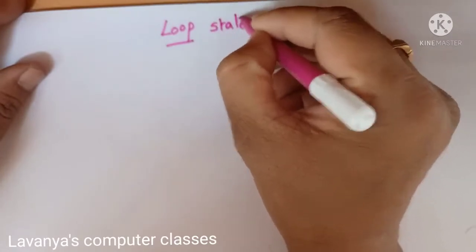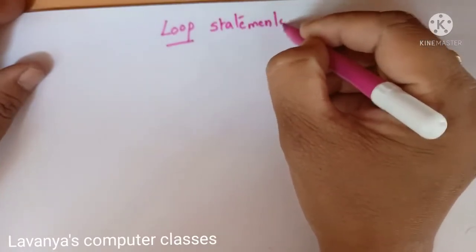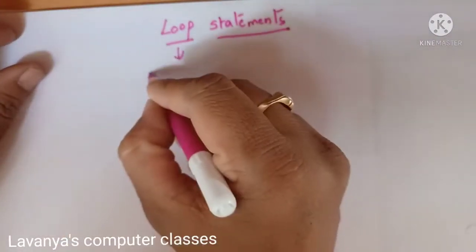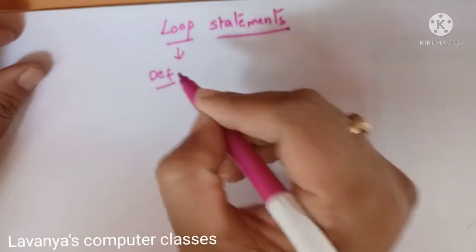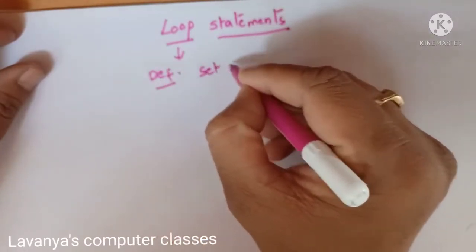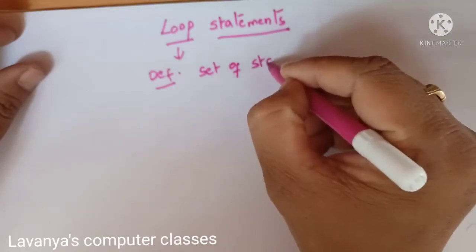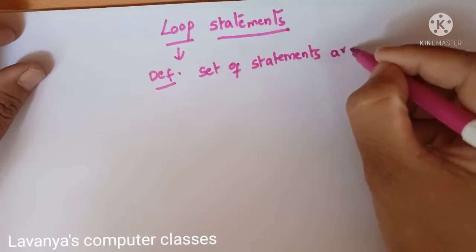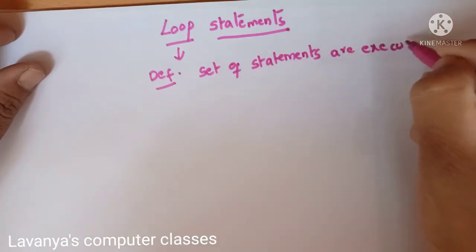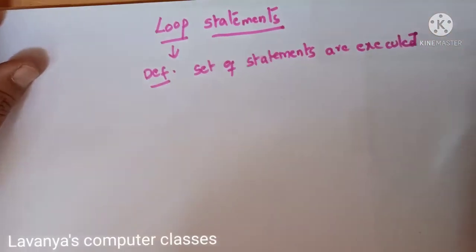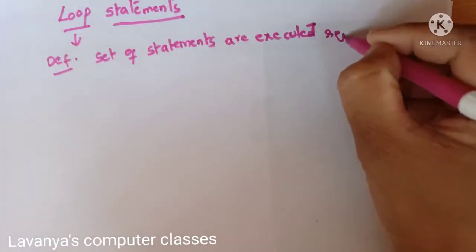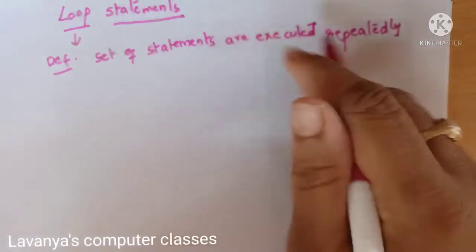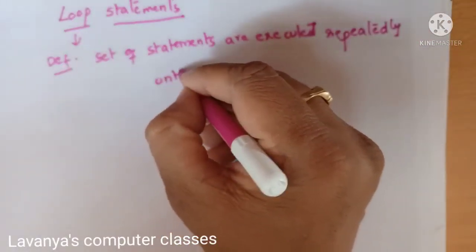So what is a loop? A loop means a set of statements is executed repeatedly, continuously, until the given condition is satisfied. That is called a loop. For example, if we want to execute the same set of statements 10 times, repeatedly and continuously, then we require loop statements.